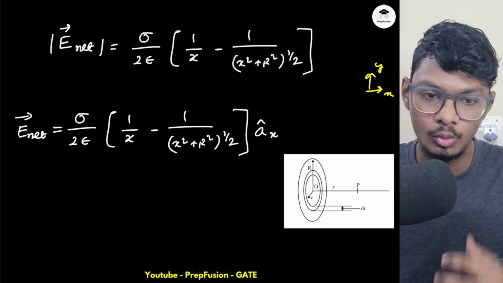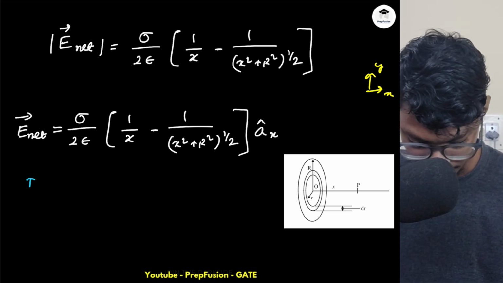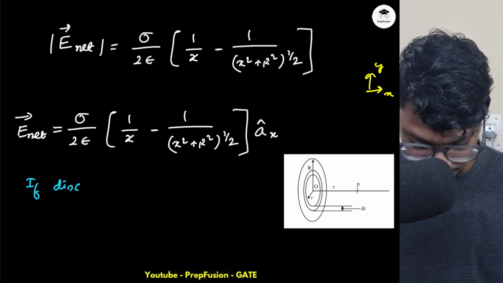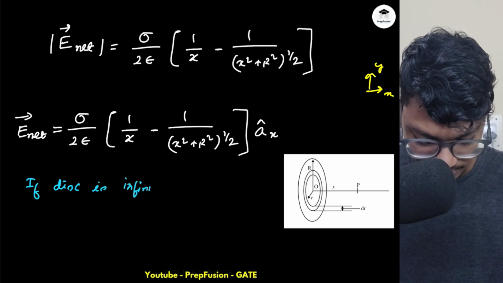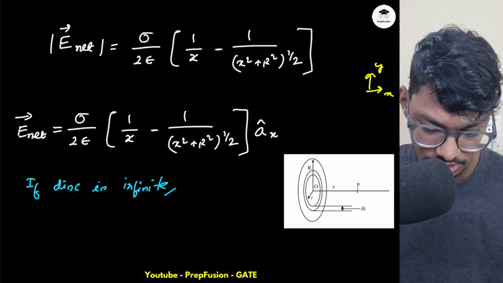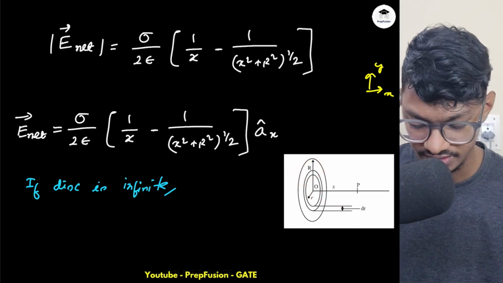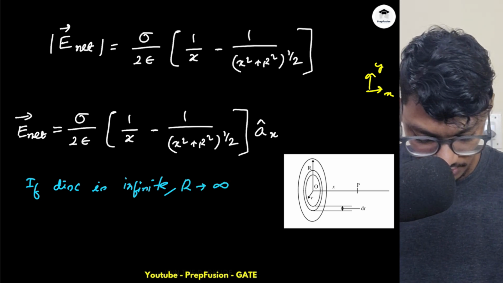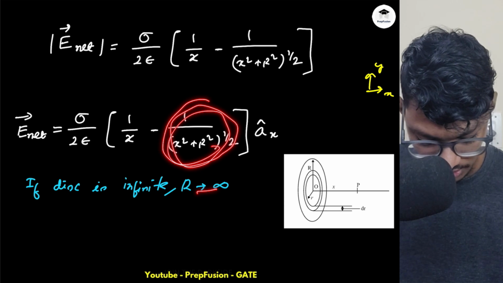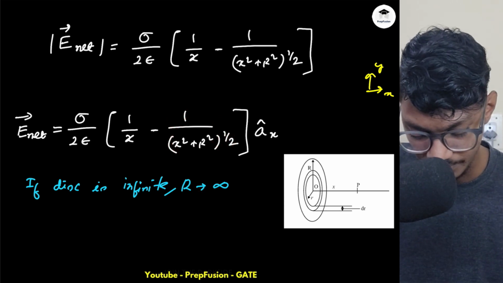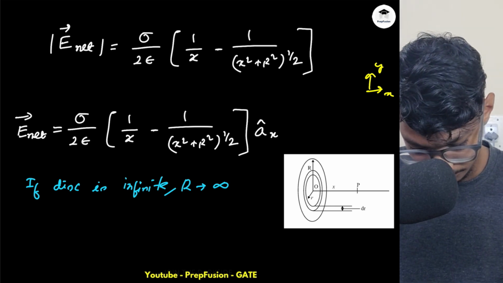Now let's do an edge case. If my disk is infinite, what will happen? Can you tell me what variable will change? If the disk is infinite, it's a very large disk, that means r is very large, r is tending to infinity. So if r is tending to infinity, this expression will be 0, because r is very high, this 1 by something will be 0. So I will be only left with this expression, right?